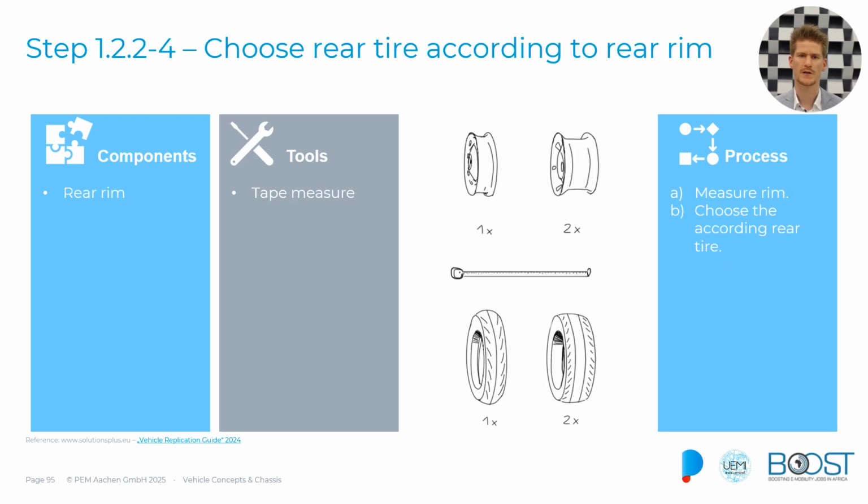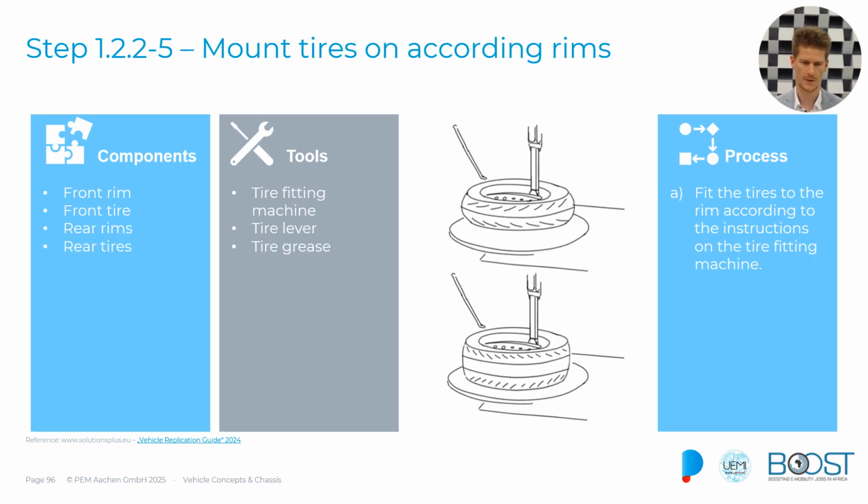And then you choose the rear tire according to the rim in an analogous way as we've done with the front tire. The next step is then mounting the tires on the rims. So we need our tires, we need our rims, and we need a tire fitting machine. That makes it the easiest for you. We need a tire lever and we need some tire grease in order to not damage either the tire or the rim itself. And you fit the tires on the rim according to the instructions of the tire fitting machine.